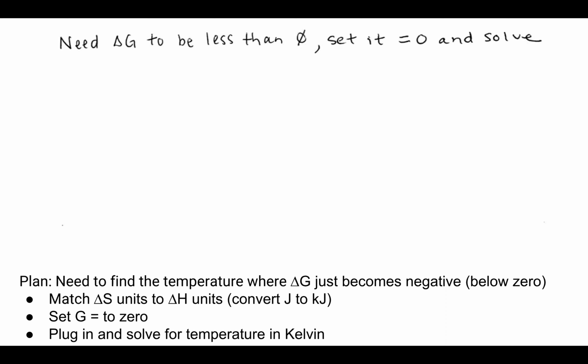All right, so again, we need delta G to be less than 0, so we'll set it equal to 0 and solve to see where that changeover temperature is. You should pause and try it on your own and then come back. But here we are. Delta S, we need to make sure our units match. So I'm going to convert the delta S to kilojoules. There are 1,000 joules in a kilojoule, so you get 0.093 kilojoules per Kelvin mole.